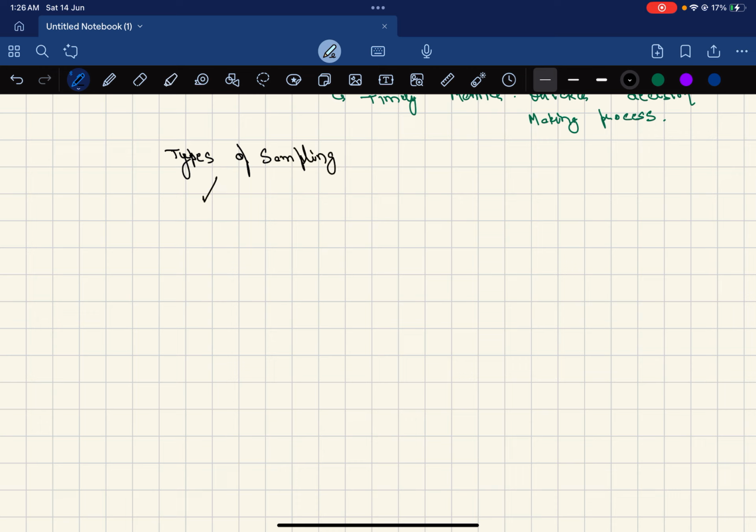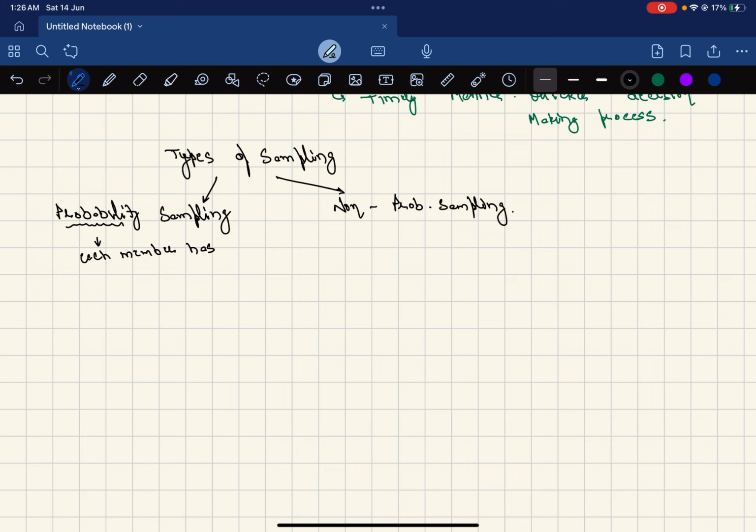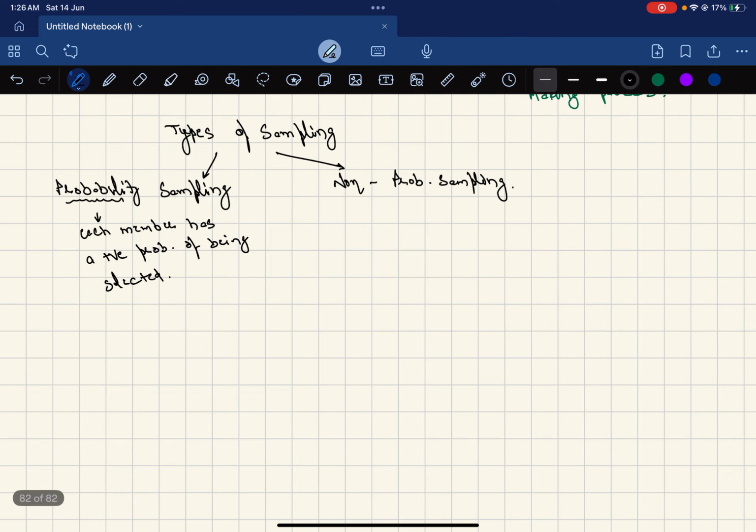Now there are two major categories of types of sampling. The first one being probability sampling, and then non-probability sampling. So in probability sampling, each member has a positive probability of being selected. So whatever methods we will see in probability sampling, we'll see that there is always a chance that each of the adults in the country can actually be selected.